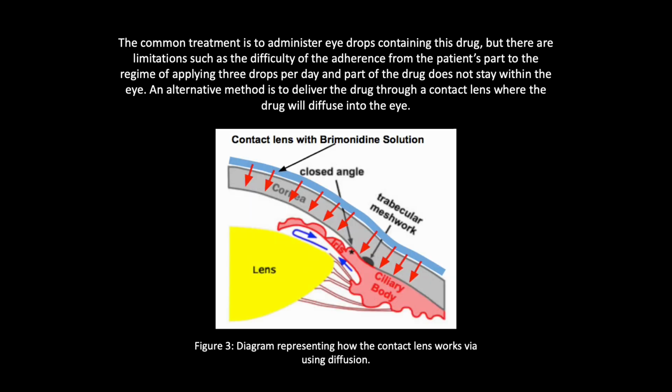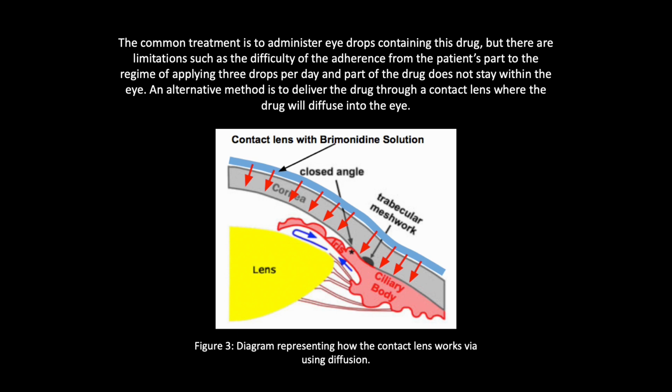The usual treatment is to administer eye drops containing this drug, but there are limitations such as the difficulty of adherence from the patient's part to the regime of applying 3 drops per day, and the other limitation would be that part of the drug does not stay within the eye. So an alternative method is to deliver the drug through a contact lens where the drug will diffuse into the eye.